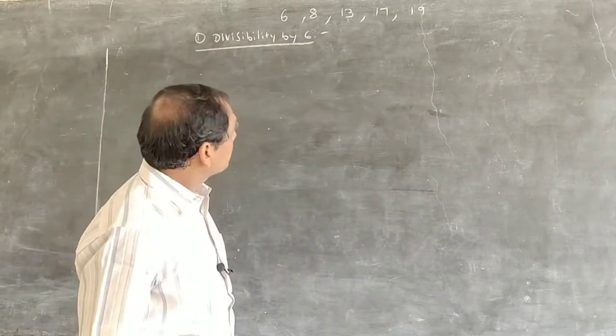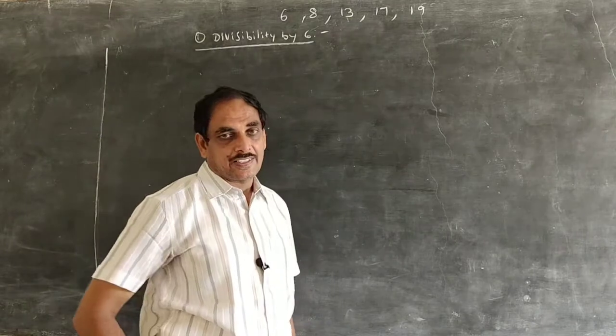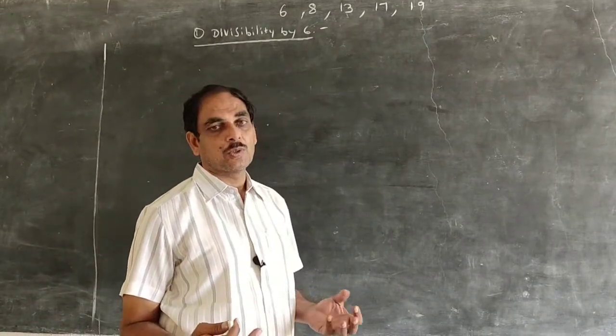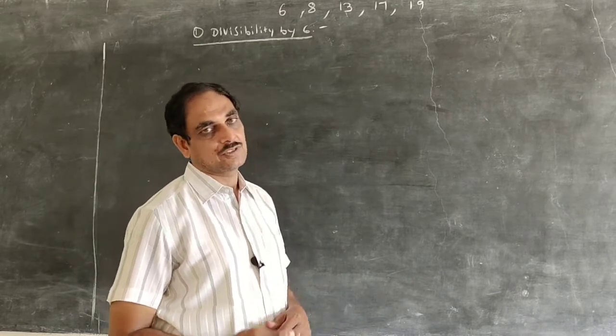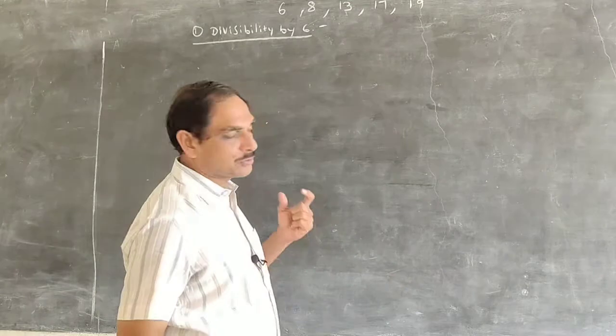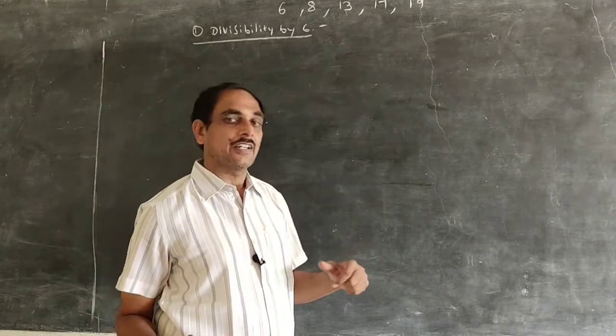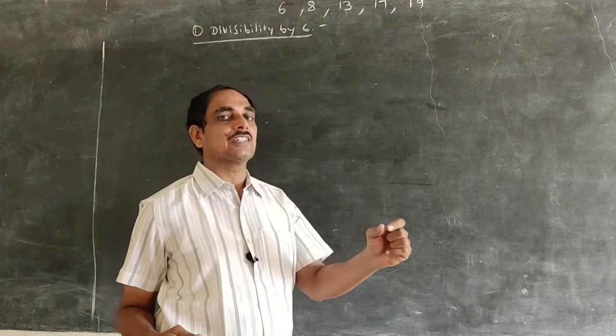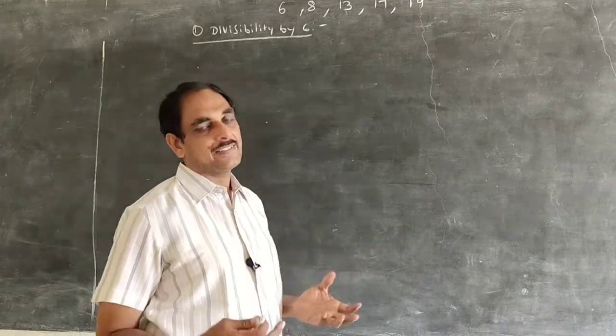If any number is divisible by 6, it is divisible by both 2 and 3. 2 and 3 are the factors of 6. So when a number is divisible by 6, it is already divisible by 2 and 3. Only when it is divisible by 2 and 3, then it is divisible by 6.